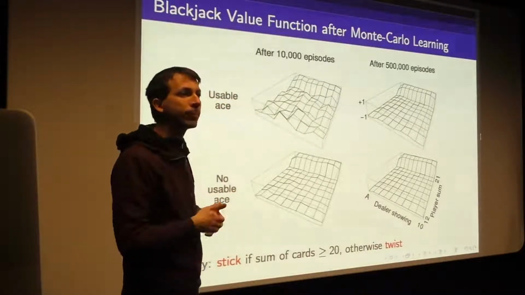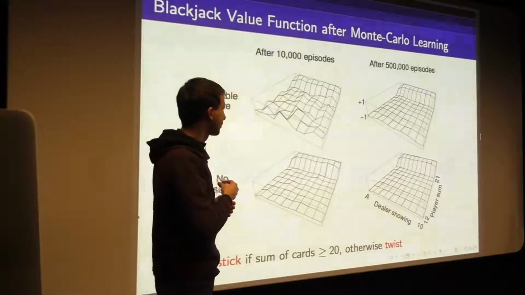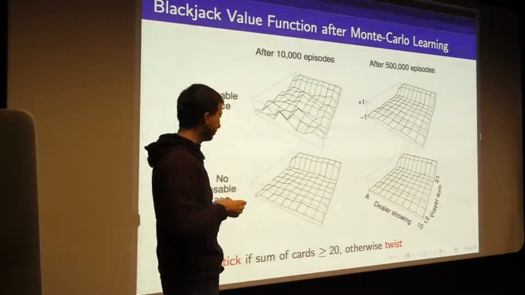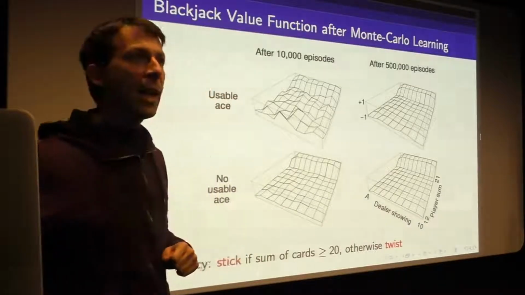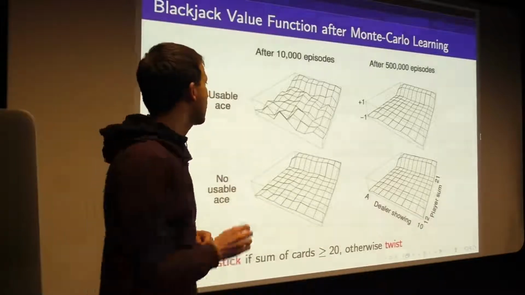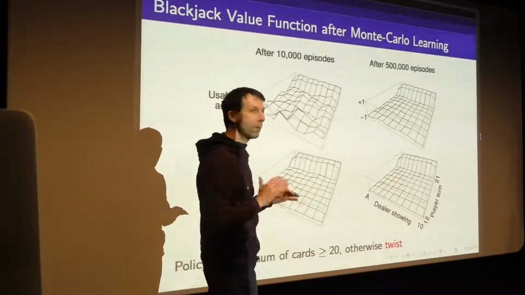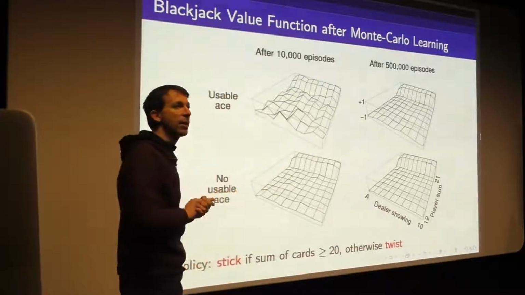Okay? Can you just clarify the dealer axis? Does it go ace, 2, 3, 4, all the way up to 10? Yes. Okay. What about Jack or Queen? So picture cards are just treated as 10s in this game. In blackjack, all picture cards have a value of 10.